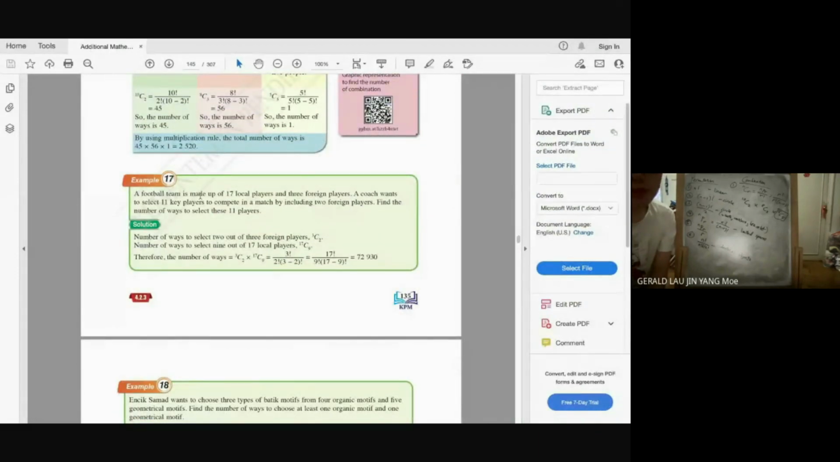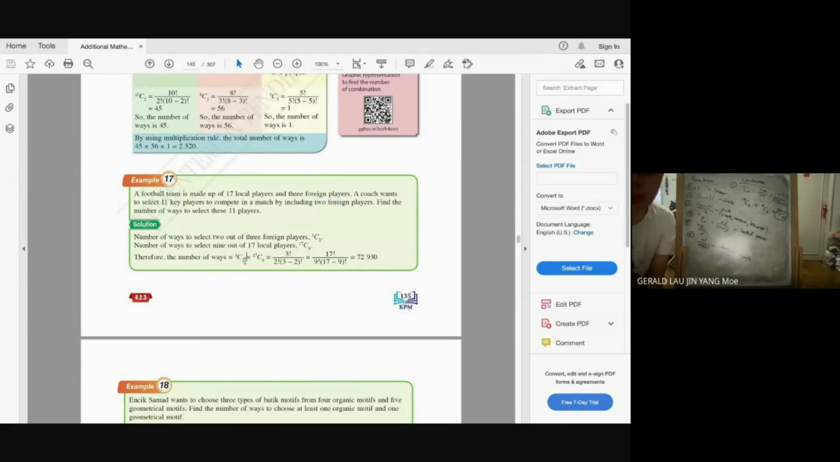A football team is made up of 17 local players and 3 foreign players. A coach wants to select 11 key players to compete in the match by including 2 foreign players. Find the number of ways to arrange these 11 players. The condition is the foreign players first, so you have to do the foreign players first. There are 3 foreign players but only 2 spaces.